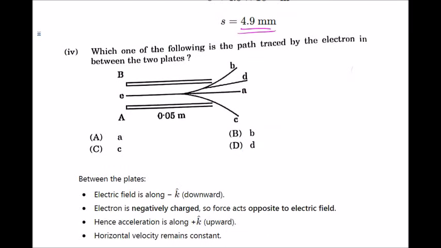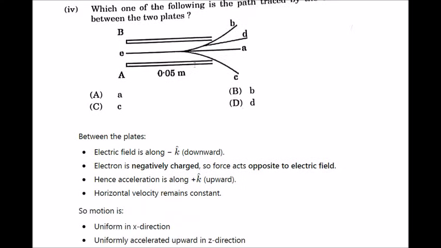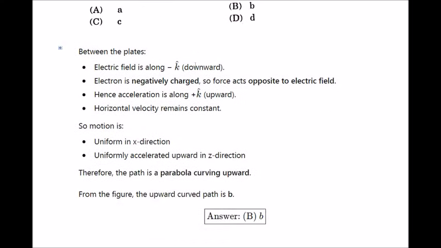And the fourth question is, which one of the following is the path traced by the electron in between the two plates? Its answer is option B.